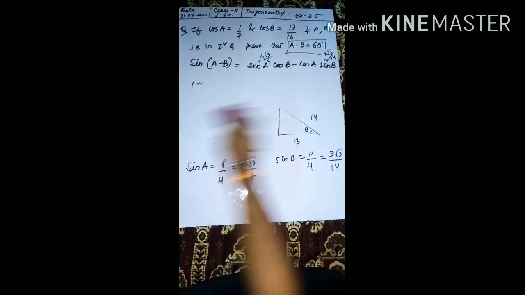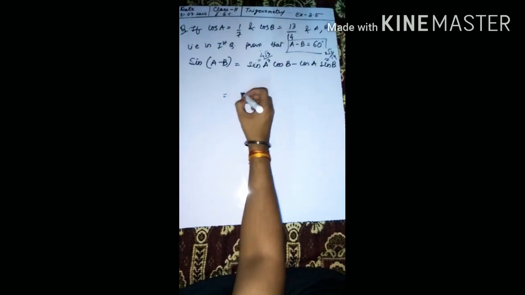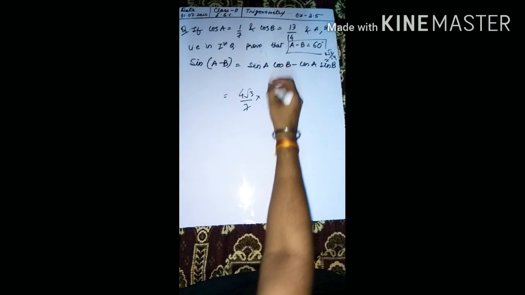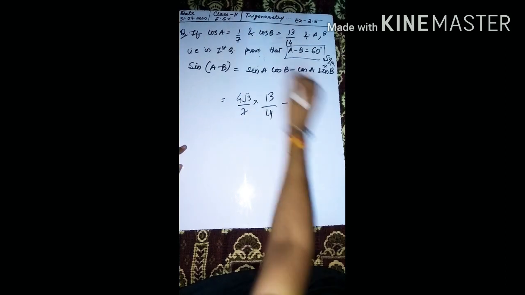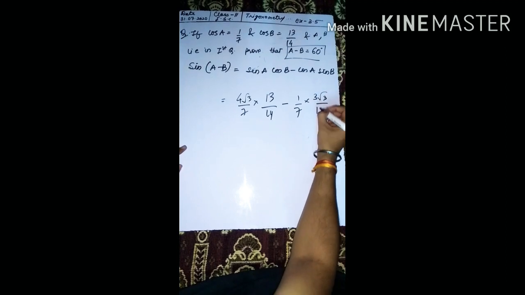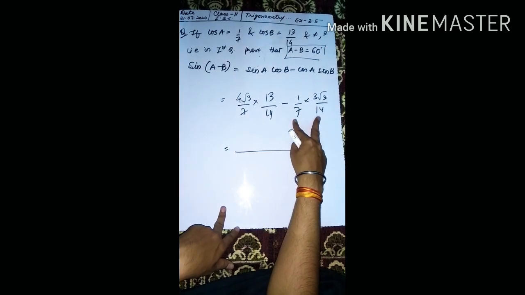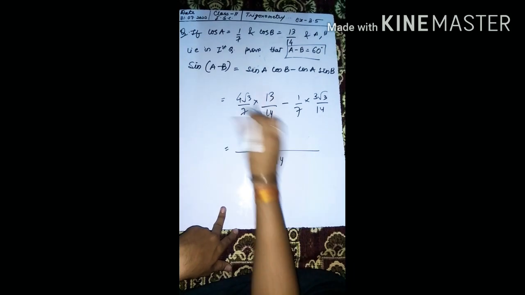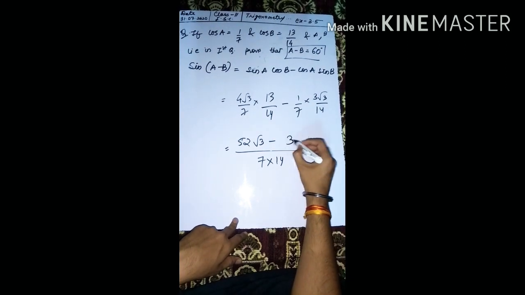Okay, so all in all, let us substitute the values here in the question and solve it further. So this is 4 root 3 upon 7, into cos B, 13 upon 14, minus cos A, which is 1 upon 7, into sin B, which is 3 root 3 upon 14. Now as we have like fractions here, let us write 7 into 14. 13 into 4 will give you 52 root 3, minus 3 root 3.